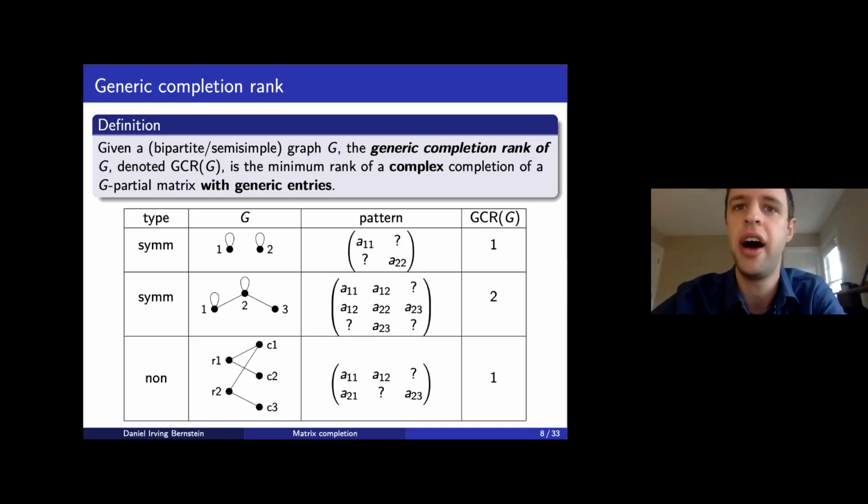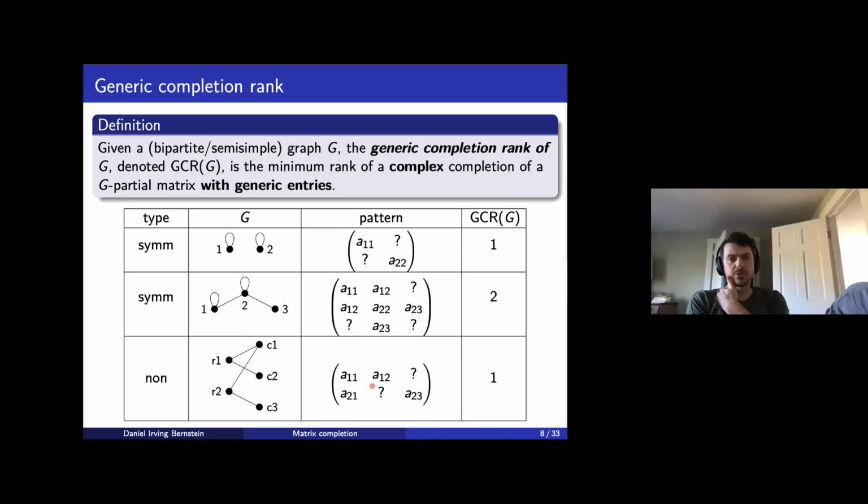And here's an example in the non-symmetric case. So here's a graph. Here's what the corresponding partial matrices look like. You can always plug in stuff to make this have rank 1, assuming genericity. Can I ask a quick question? If you work over the reals, this looks different. For the applications, is it okay that you're working over the complex numbers?